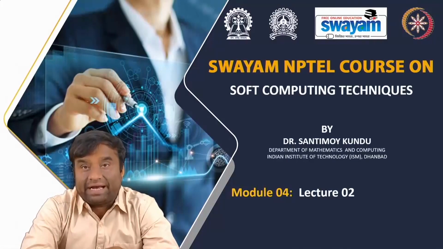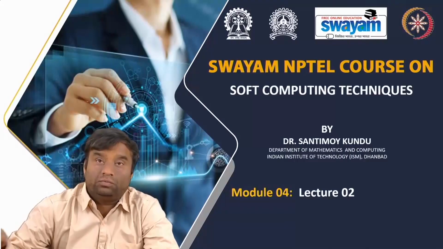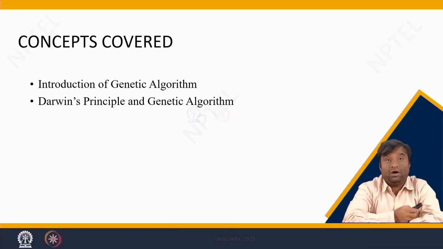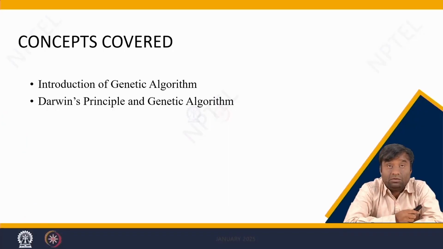This is the second lecture of module 4. Till now, we have discussed modules 1, 2 and 3. In module 4, we have already discussed the introduction of genetic algorithm, and we have seen the comparison between the Darwin principle, that is the evolution of natural species, and the genetic algorithm.